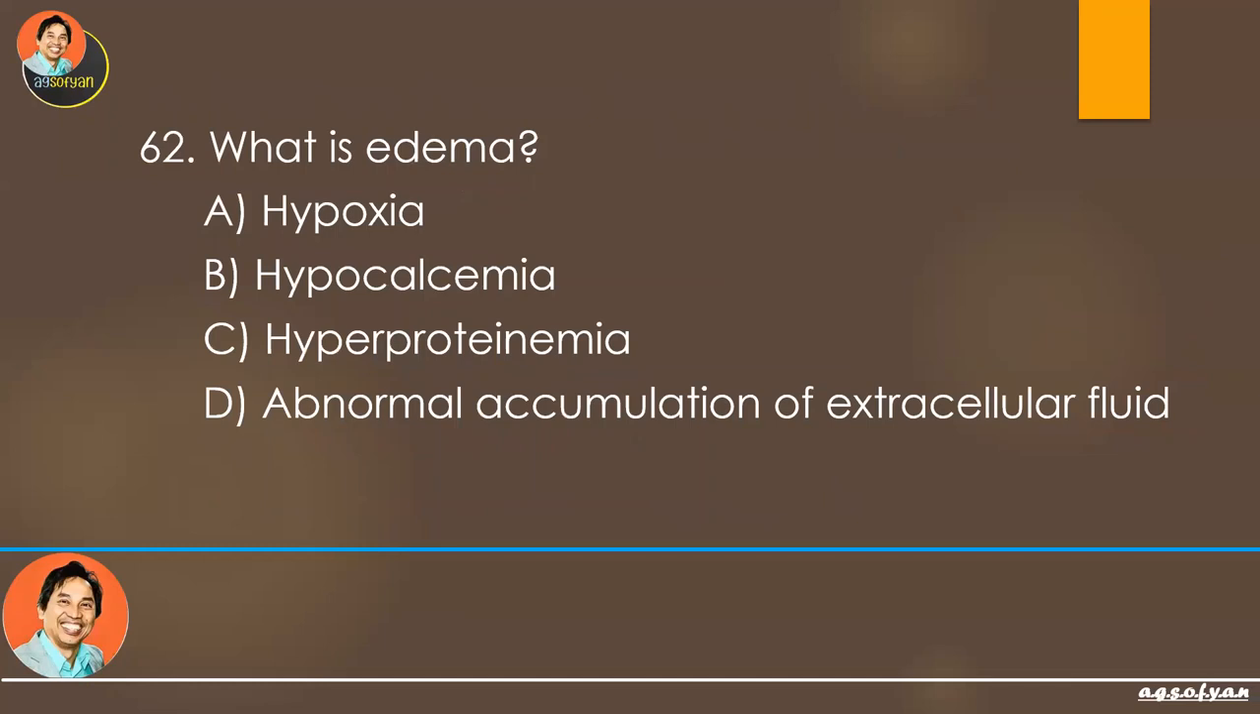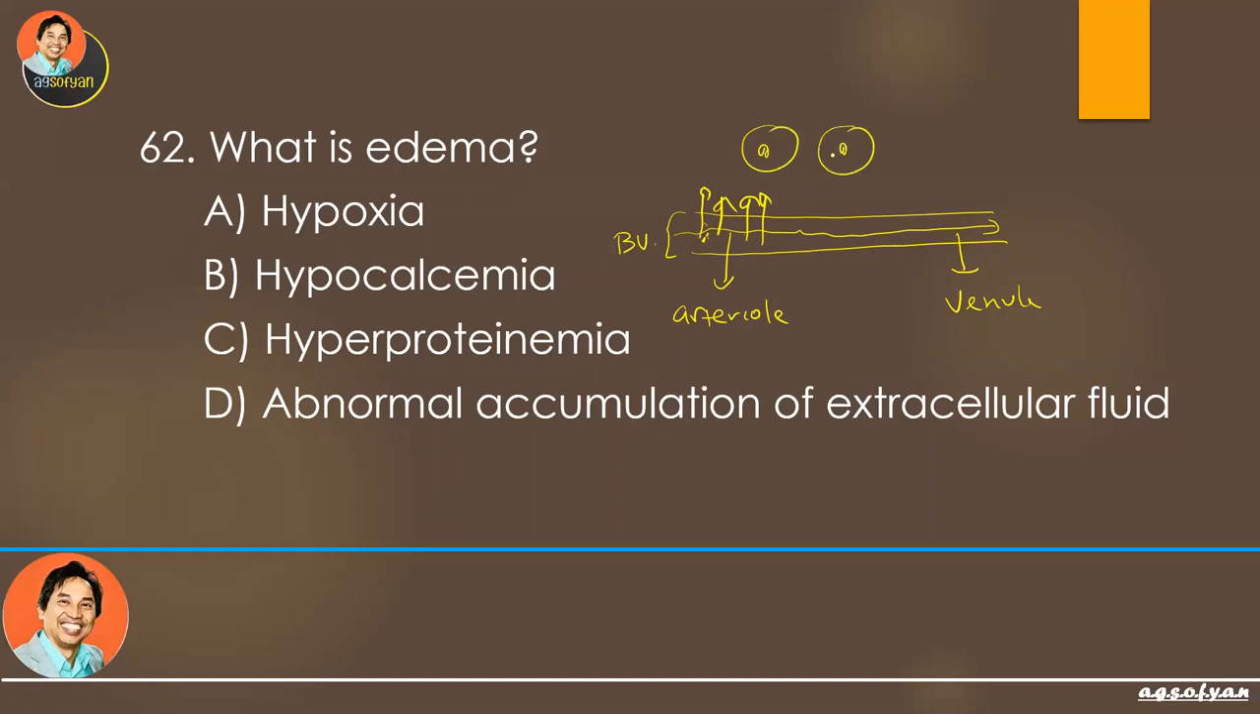What is edema? A, B, C, or D? Okay, remember when the blood capillary, so this part is the arterial side, this one is the venous side. The blood is flowing here. So in the arterial side, there will be more pressure inside the blood vessel. So this one is blood vessel. Therefore, the water and substances will be going into this tissue, so the cells and the fluid between the cells, the ECF. So in this area, water will go to this.